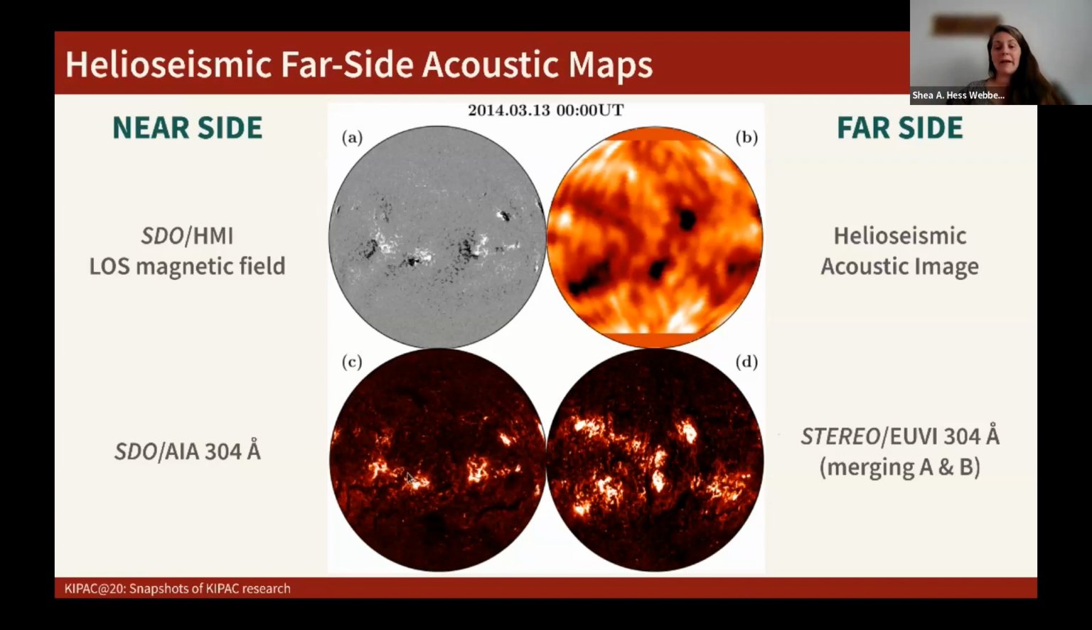So we have comparison images for a single snapshot in time of both the near side AIA EUV wavelengths and the far side EUV wavelengths, near side magnetic field, far side acoustic maps. But the acoustic maps don't have any sort of magnetic field information. So then the question becomes, how do we take these maps and produce some sort of a magnetic flux measurement from them?